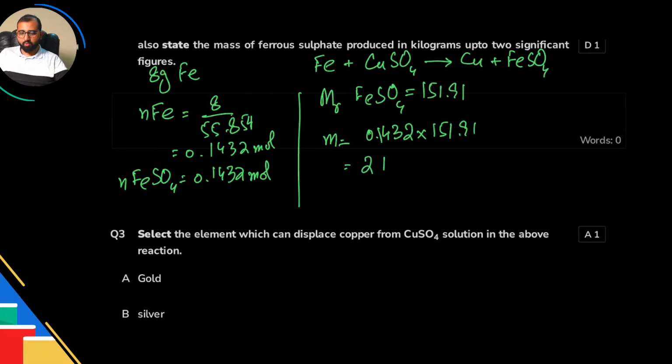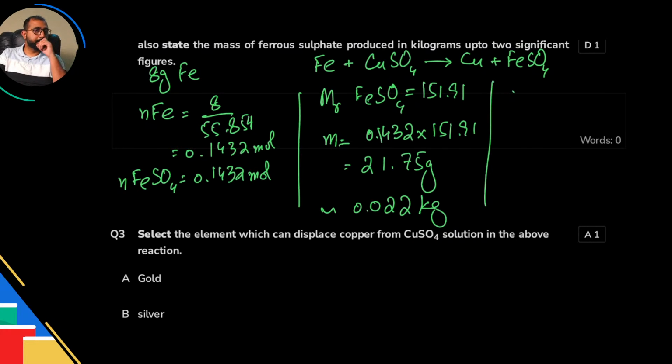So I'm getting 21.75 grams. There you go. Now they asked us to find the mass in kilograms, so I'll just divide it by 1,000. And they asked us to write it in two significant figures, so this is almost equal to 0.022 kilograms. I rounded it off because I needed to give just two significant figures. Okay, so there you go. That's what I have.